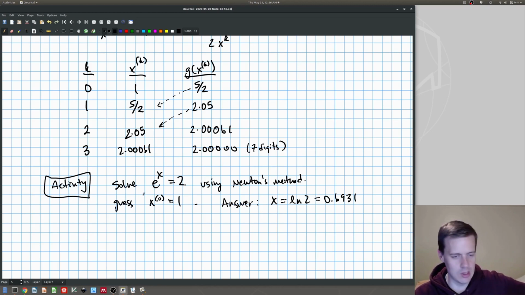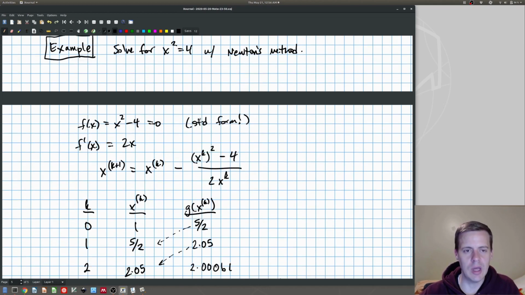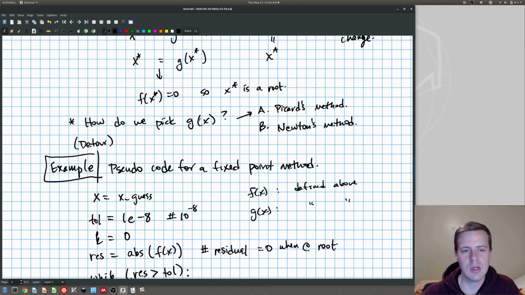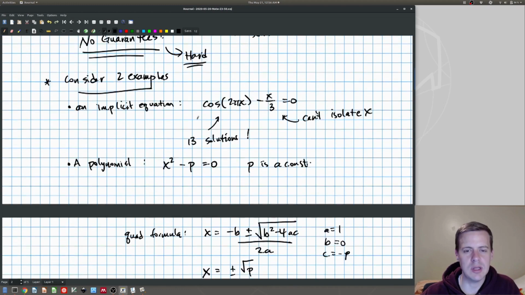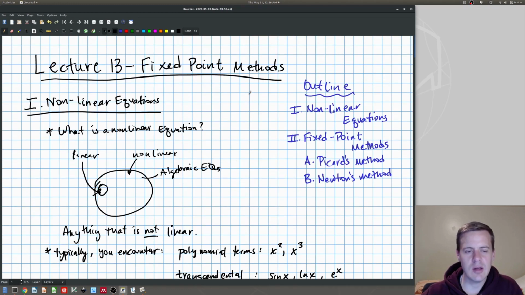I hope this was useful. But let me just sort of summarize where we've been. We've come to the end of the lecture here. So let's go back and think about what we did. We said, let's talk about nonlinear equations. Nonlinear equations are equations that aren't linear, right? There's no general direct method for solving them.